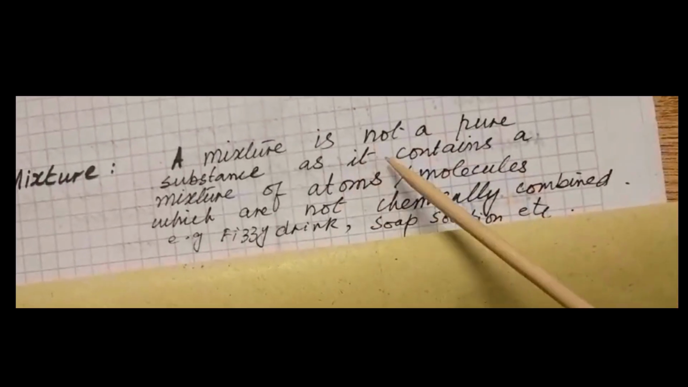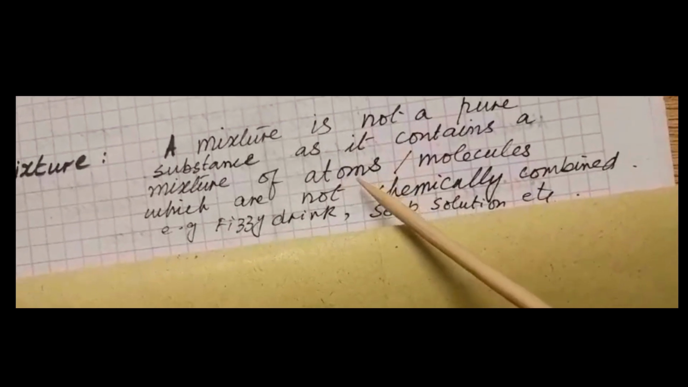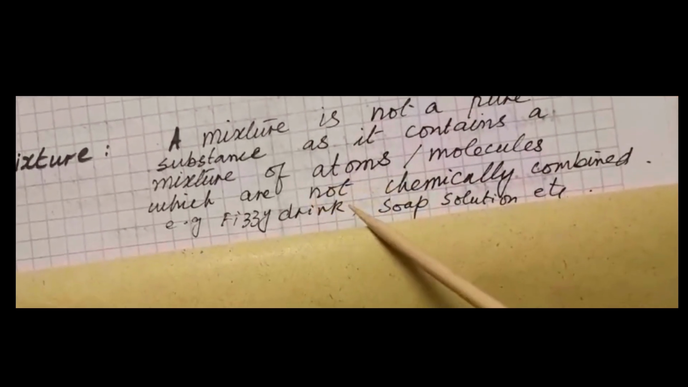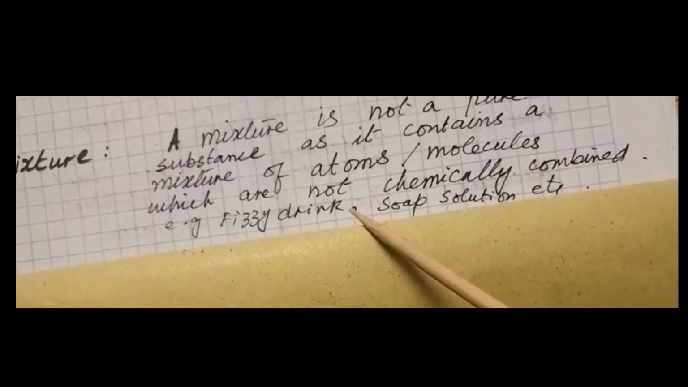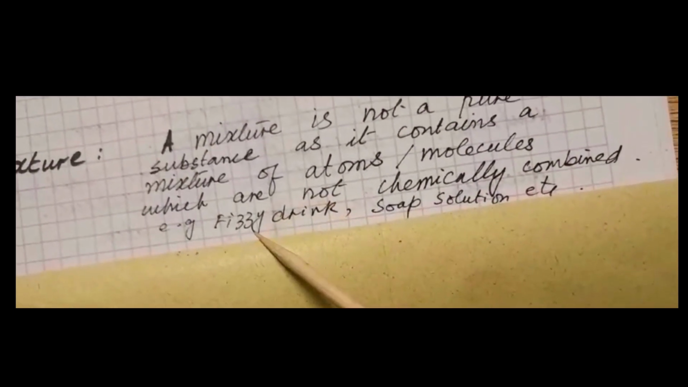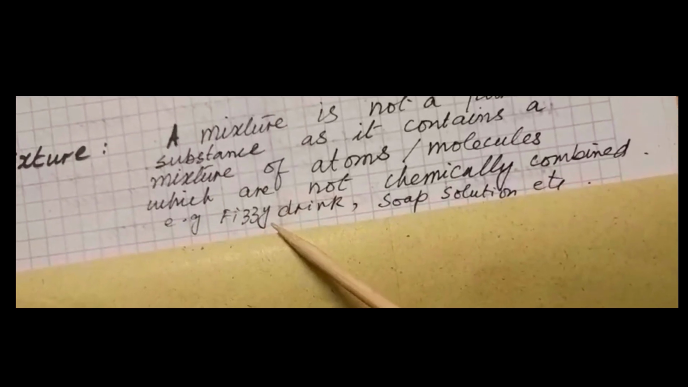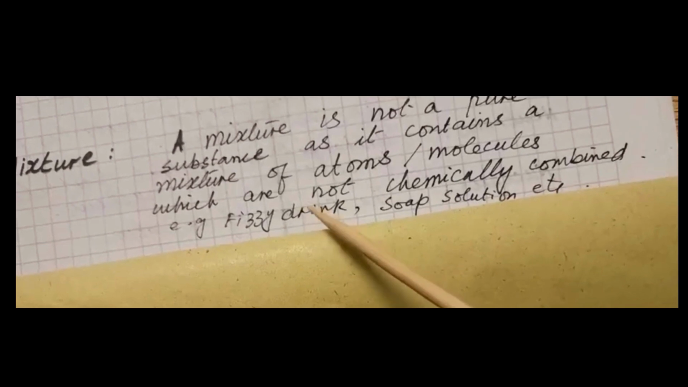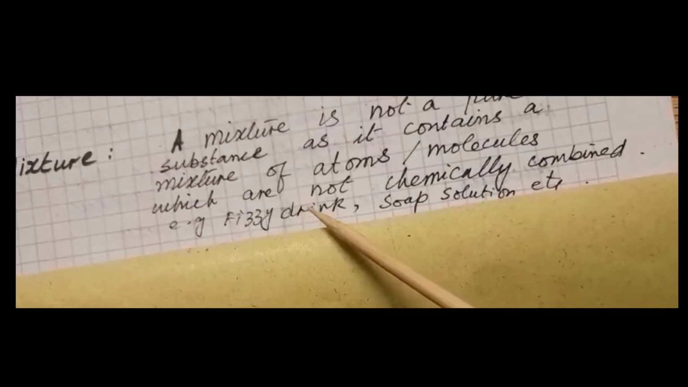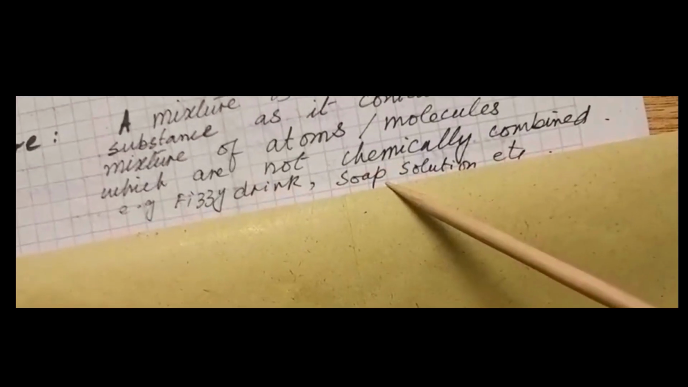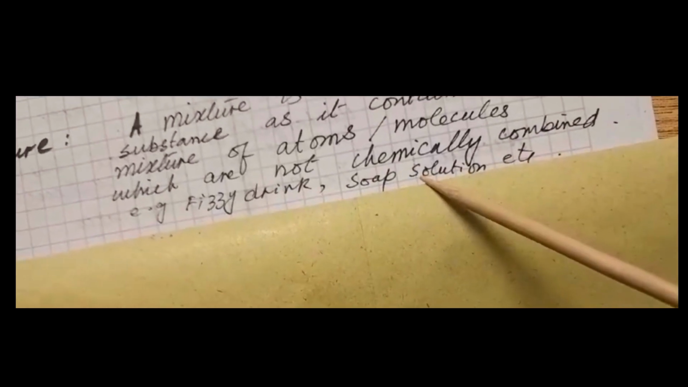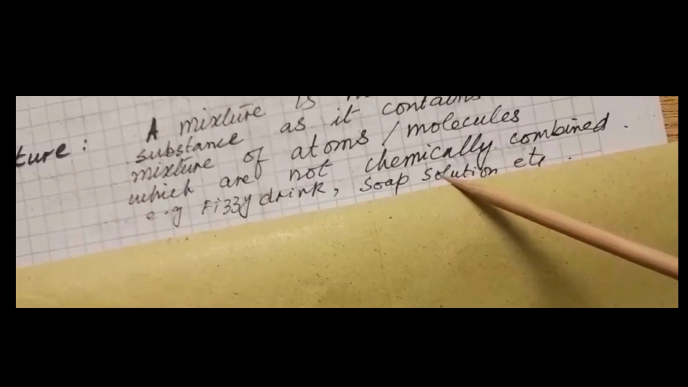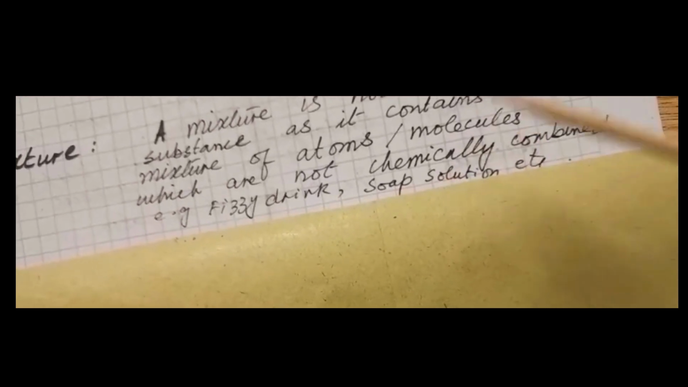A mixture is not a pure substance as it contains a mixture of atoms or molecules which are not chemically combined together, they are just mixed. There are a number of mixtures. For example, the fizzy drink is a mixture of water, color, carbon dioxide gas, sugar, etc. The soap solution is also a mixture of soap and water, etc. And there are a number of other mixtures.